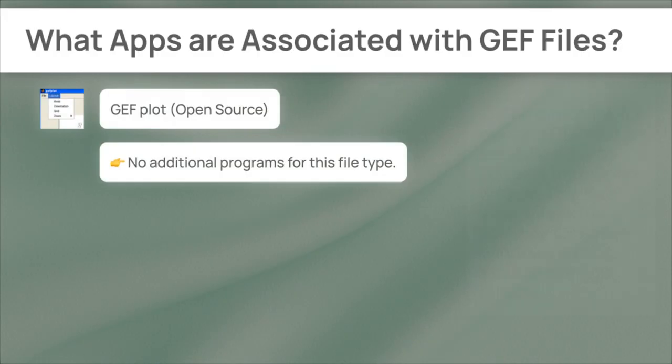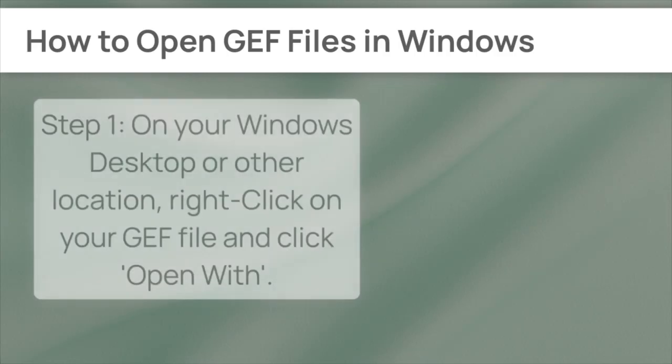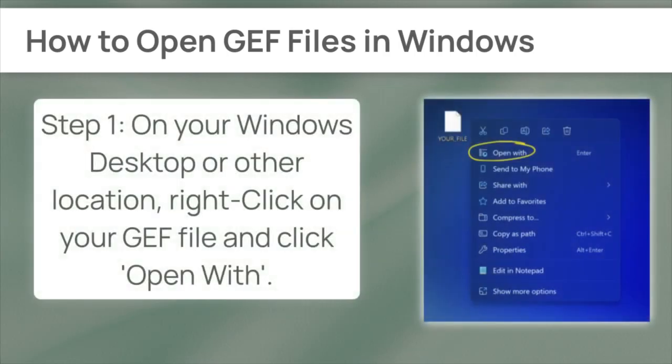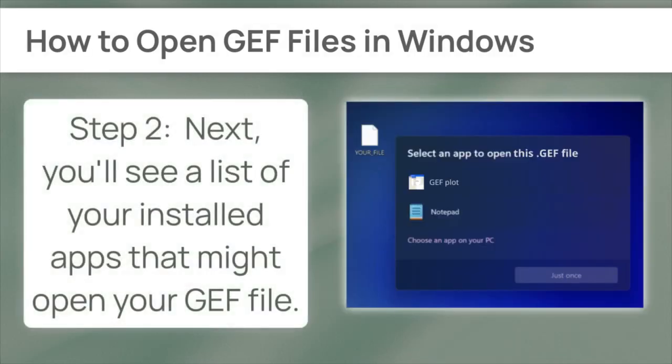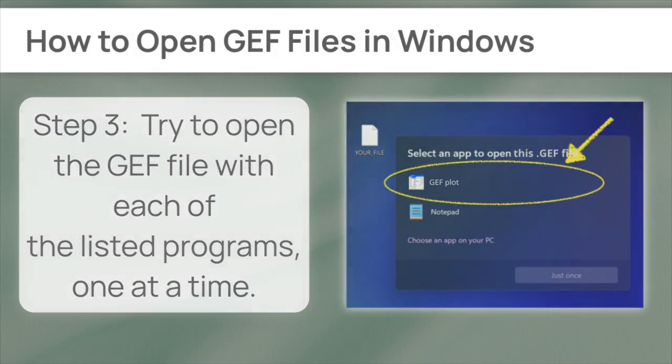The file structure is too complex for native Windows editing tools to manage reliably. Windows shows only limited geometry, so deeper analysis requires specialized modeling tools. To open this specific format, right-click your GEF file and select Open With. If GEF Plot is available, use that first. If it's missing, choose another program. Don't worry if it takes a few attempts to find the key.